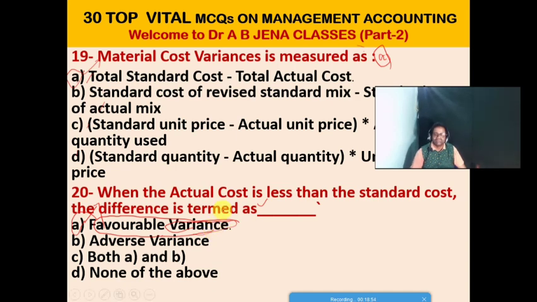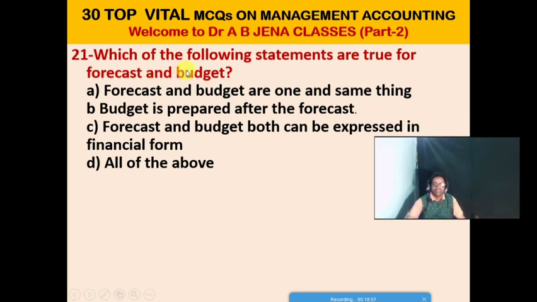So next one MCQ, which of the following statements are true for forecast and budget? A it's forecast and budgets are one and same thing. B it's budget is prepared after the forecast. C it's forecast and budgets both can be expressed in financial terms. D it's all the above. Friends, so B is the right option for this MCQ. I mean, budget is prepared after the forecast is the right statement so far as forecasting and budgeting. So B is the right option for this MCQ.